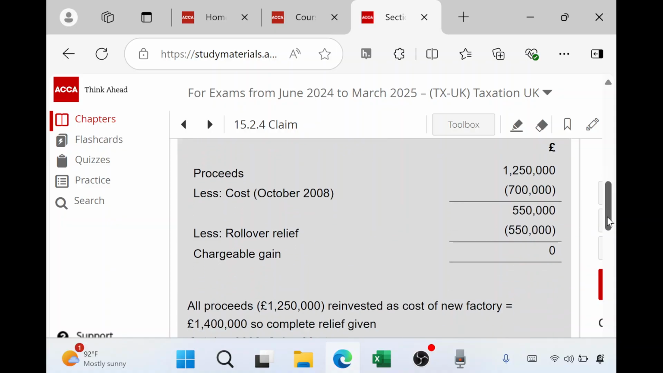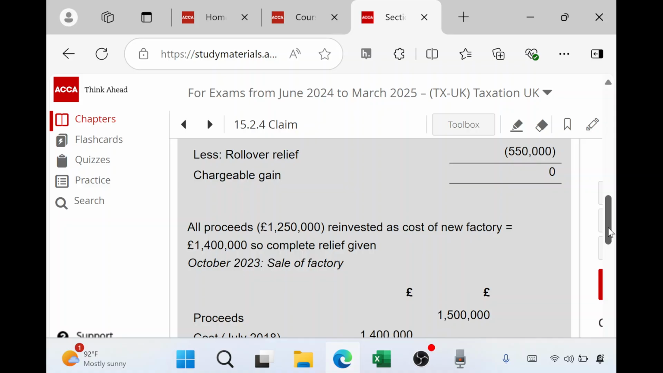Well, if we look down the page, let's have a read of this. It says, first off, all the proceeds reinvested. I'll cover that up top. As cost in new factory, 1.4 million. So complete relief is given. Note, if all of the proceeds hadn't been reinvested, then we would have an issue and we would have some element of a chargeable gain here.